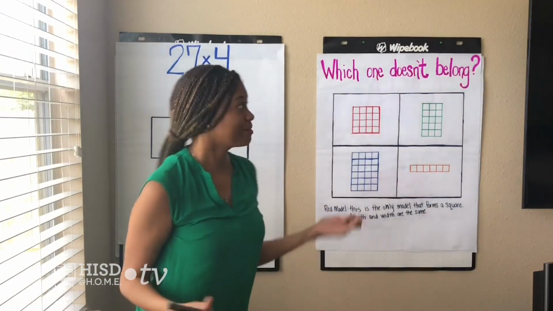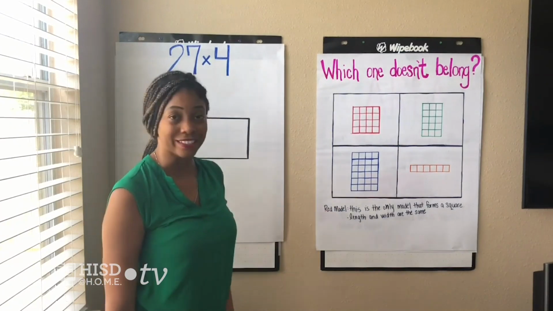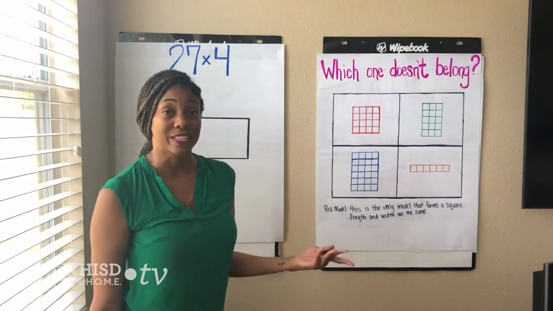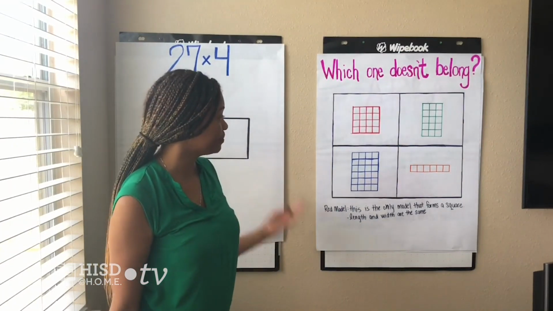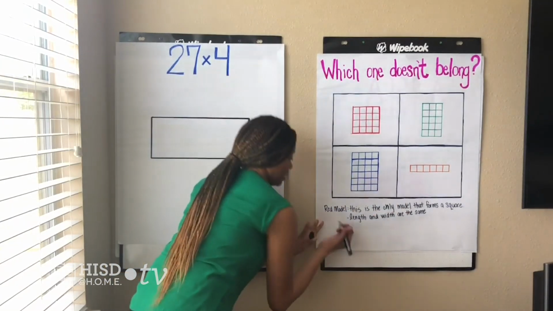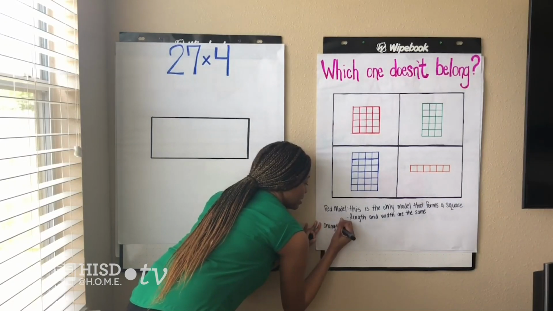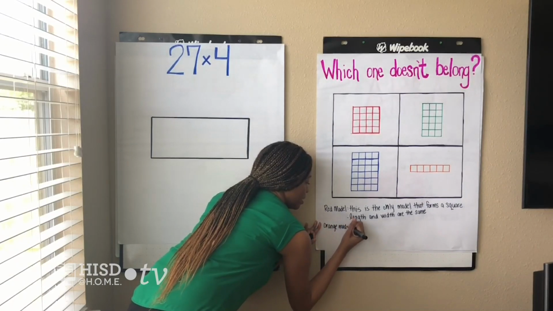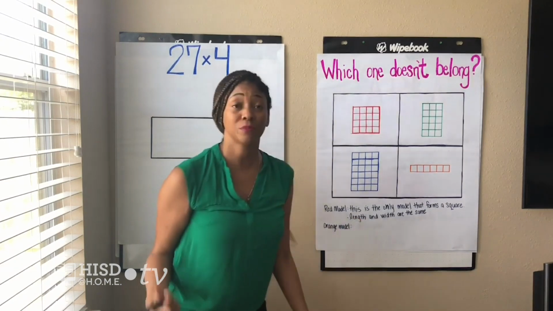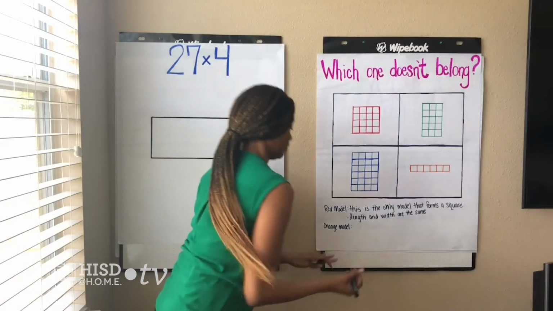That's my favorite one. I don't know if it's because it just stood out to me, but that was my favorite one. But there are some other ones. You could have said the orange model, and you could have said the orange model because the orange model is the only model that has one row.